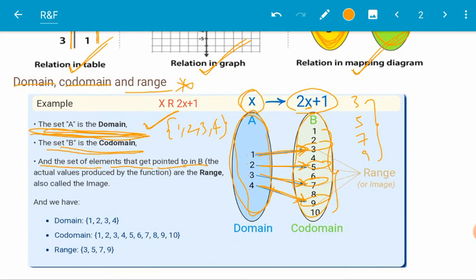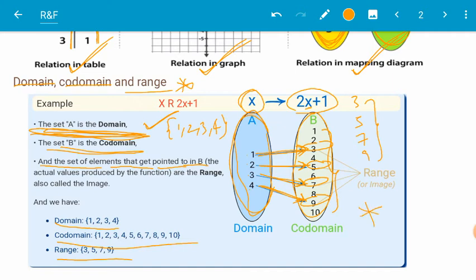You can see here clearly. Domain is 1 2 3 4, codomain is 1 2 3 4 5 6 7 8 9 10, range is 3 5 7 9. Why? Because the rest of the elements did not match, so we should not write them in the range. Whatever elements are mapped from A, only those you have to take in range. Hope you understand domain, codomain, range.